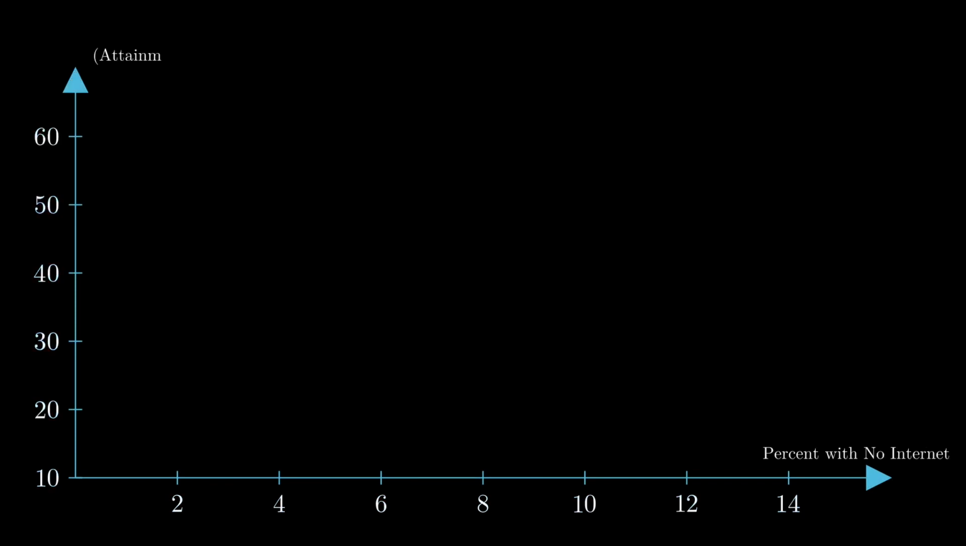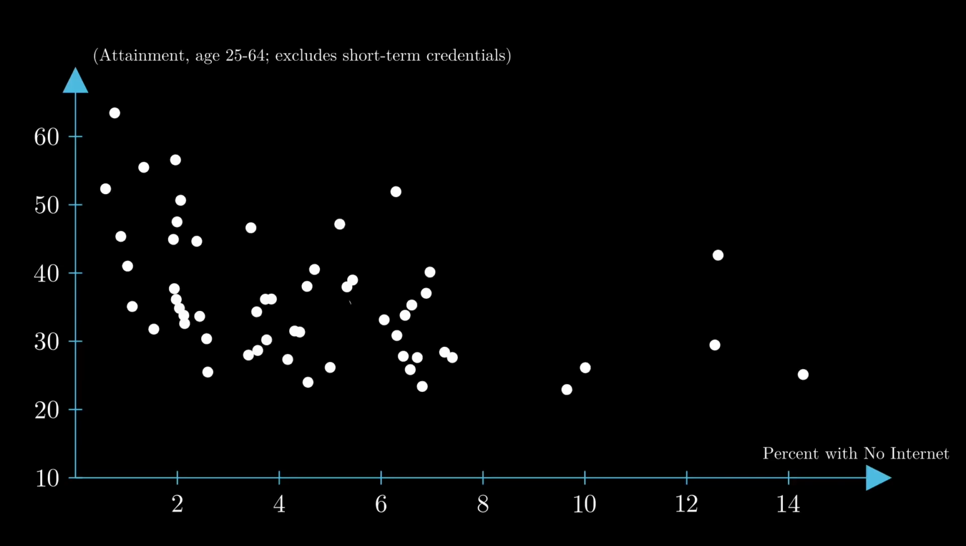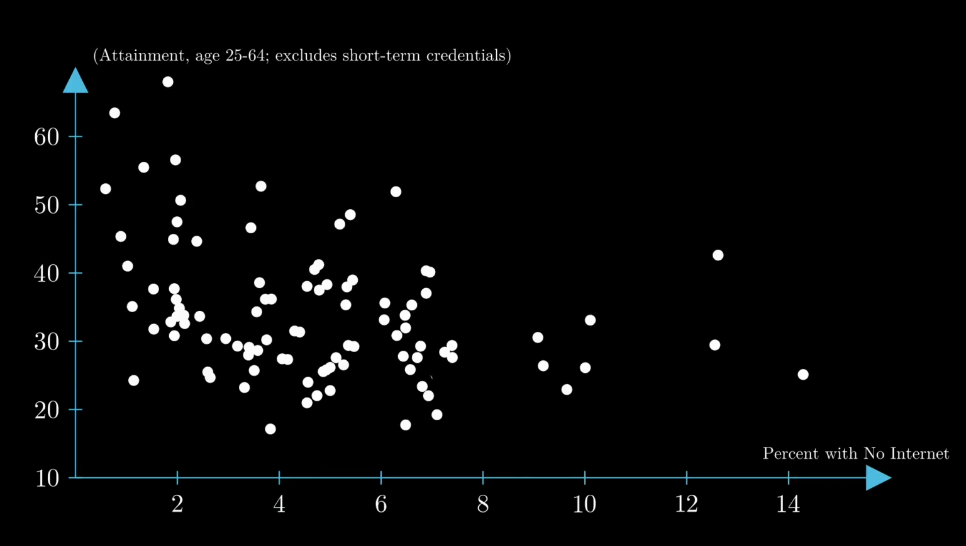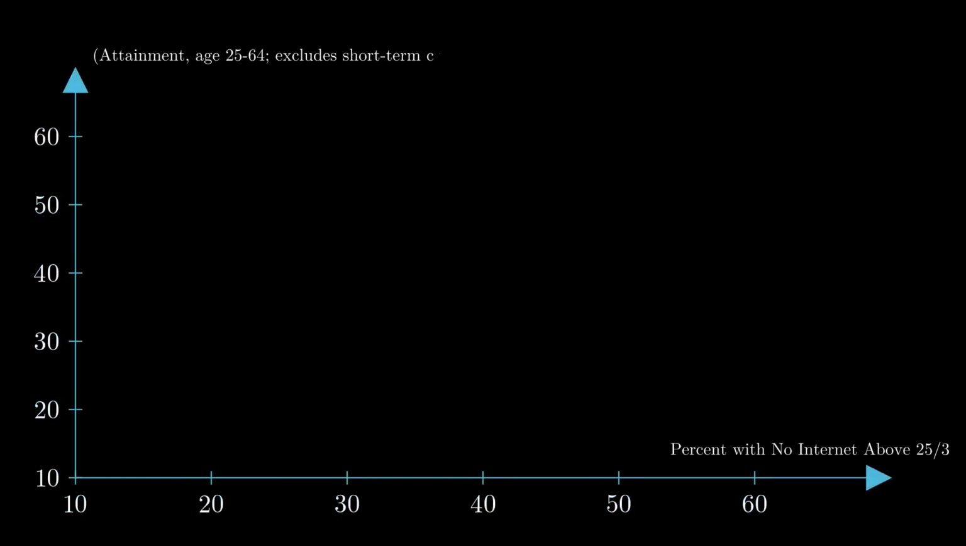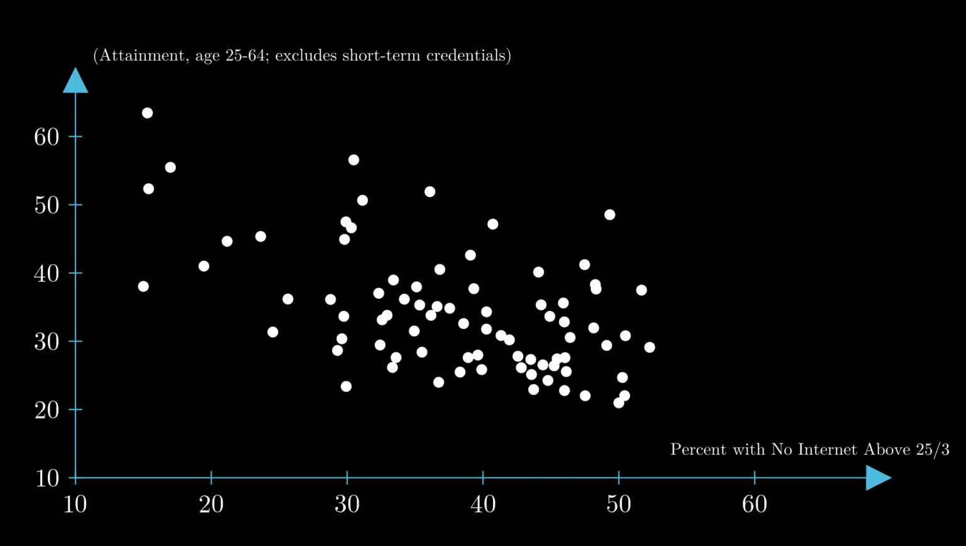We then compared these metrics to post-secondary attainment rate. Through our analysis, this graph shows that the proportion of people in a county without access to internet has little correlation with post-secondary educational attainment in that county. We have also found that counties with a high proportion of people without 25 down 3 up also have almost no correlation with post-secondary educational attainment rates.